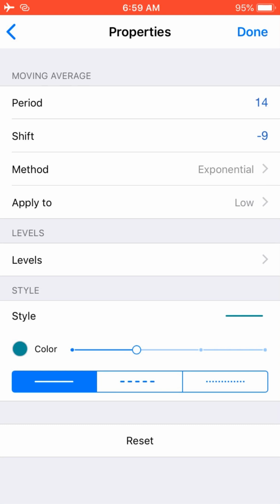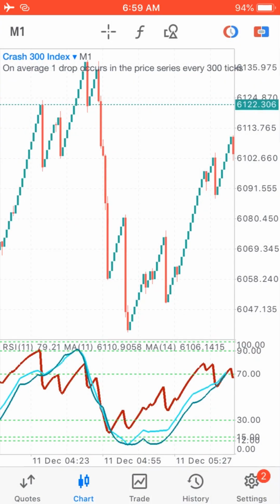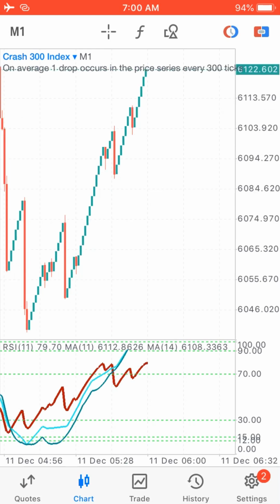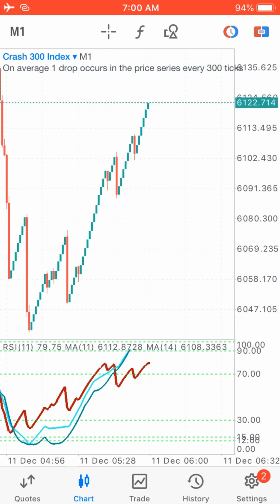And when you're done with that, you click on done, go back to the chart, and depending on the trend of the market, you wait for either your spike or your scalp. So now, how to know when to scalp and when to catch spikes?